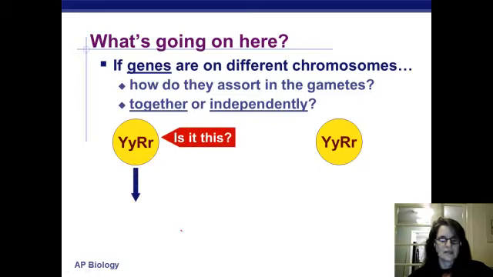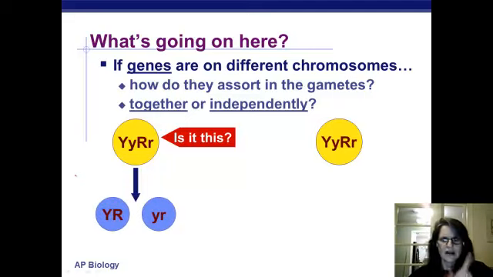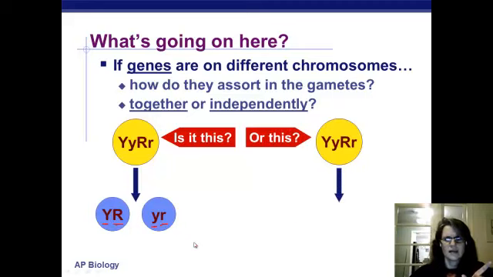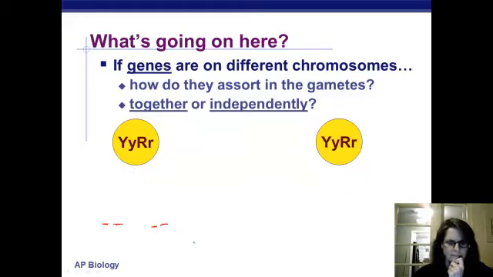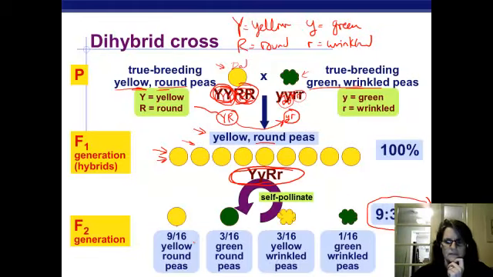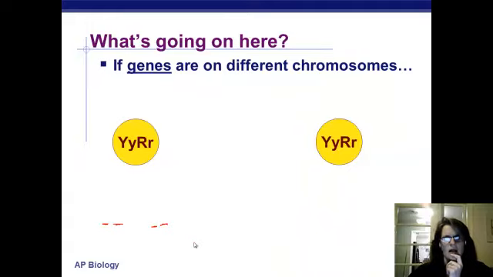What this means is that, do these genes have to travel together? Is that the result we get? In other words, does big Y always have to go with big R? Does little y always have to go with big R? Or can... so the question is, what's going on?